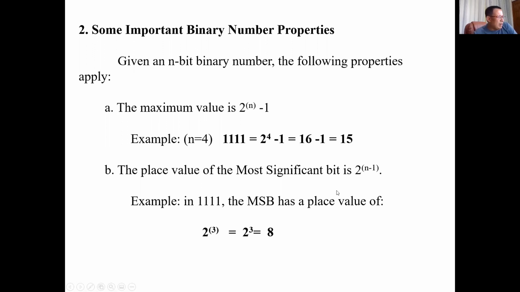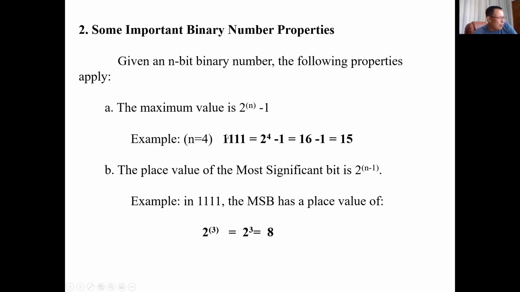For example, in this case n is 4, so n minus 1 is 3. The place value of the most significant bit is 2 to the 3, which is 8. Right? 1, 2, 4, 8. So the most significant bit is one power less. For 16, the most significant bit is 8. Do you follow? Do you get my point?